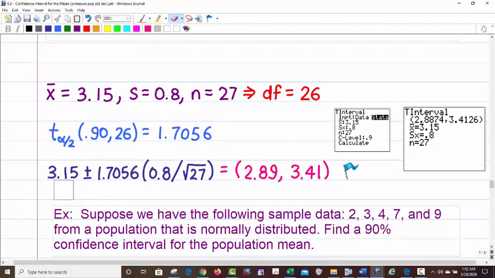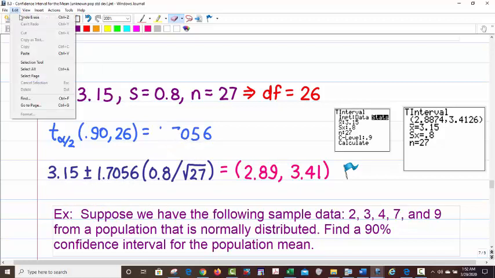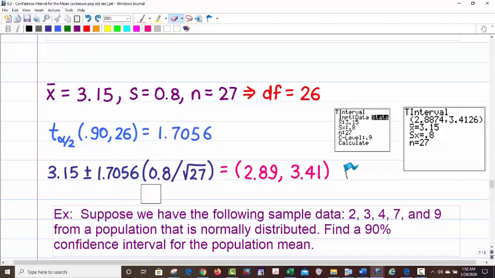If you're doing the formula, that should be pretty straightforward. 3.15 plus or minus 1.7056 times 0.8 divided by the square root of 27. So you have 2.89 to 3.41. I'm not going to retype all this in, but it shows all the entries right there for the t interval. Everything's right there. And it pretty much yielded the same answer.